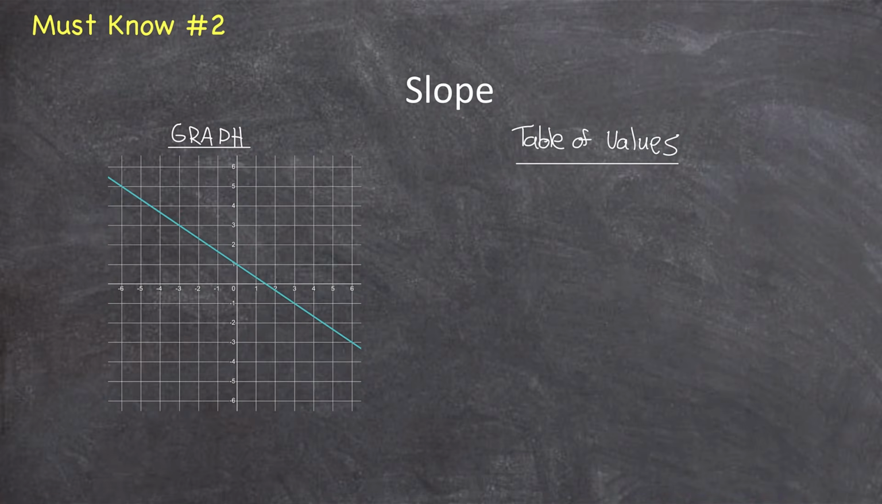Must know number 2, slope. You have to know how to be able to find the slope of a line, or another word for slope is the rate of change.